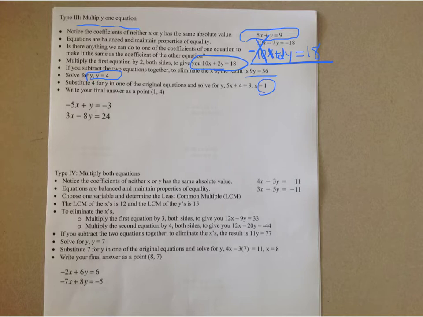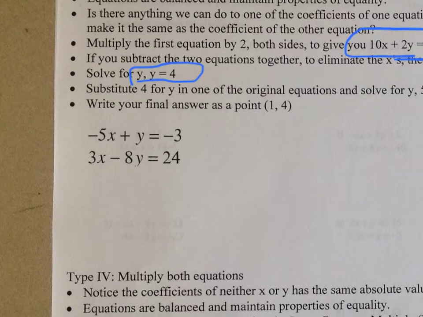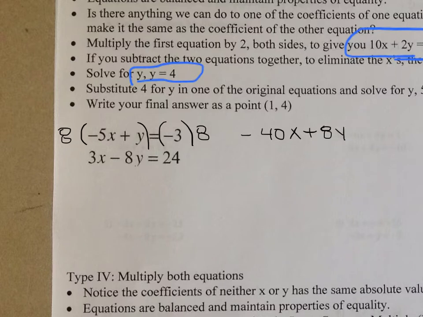All right, so let's take a look at this second one. We would multiply one of them by a number so that we can eliminate one of the variables. And so what I would choose is to multiply both sides of this equation by 8 and 8. And you get negative 40x plus 8y equals negative 24. And then your 3x minus 8y equals 24.